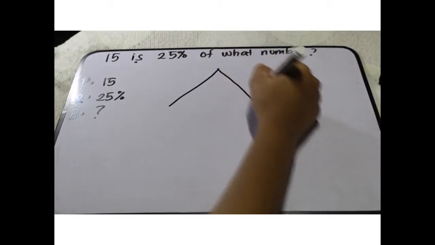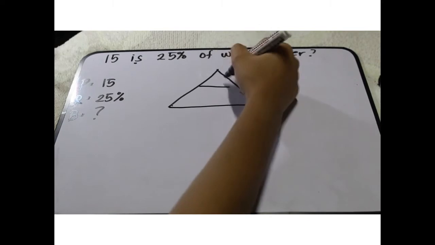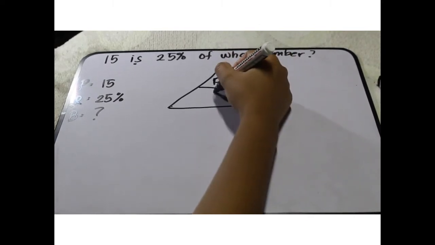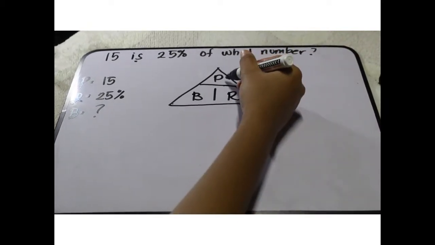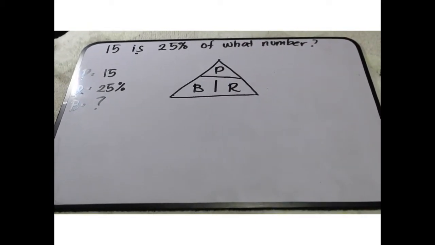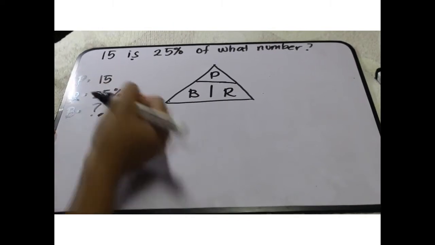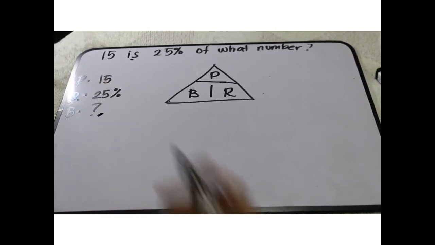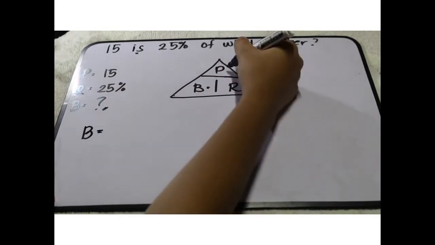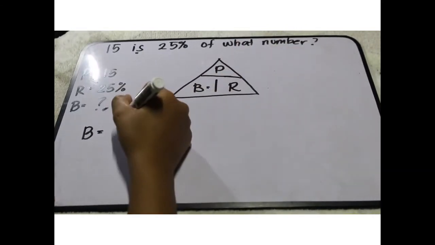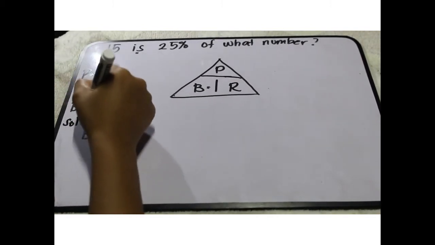To solve this one, we will use the triangle formula. So for our triangle formula, we have P on the upper, B and R on the lower, where P is the percentage, B is the base, and R is the rate. Now, base is what is being asked in our problem. So B is equal to P over R, P divided by R. So this one will be our solution.